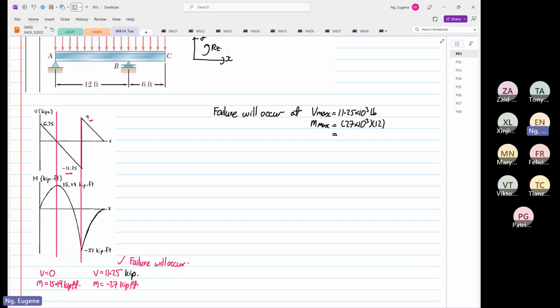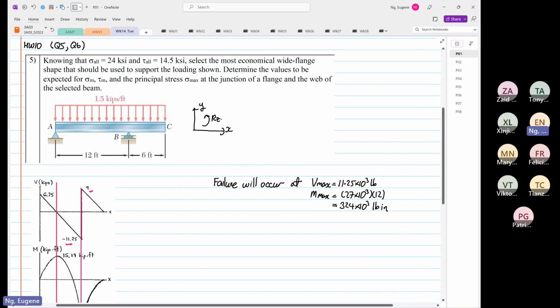Okay, so now it's in feet times 12, which is equal to 324 times 10 to the power 3 pound-inch. Let me do it again. Okay, so we know that. So from here, we are going to determine, we don't know yet what shape, or what is the selection of the beam to use.